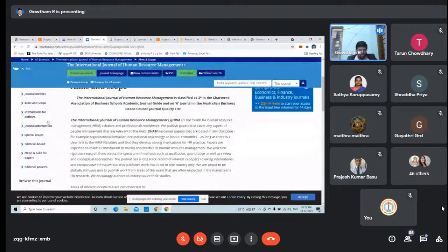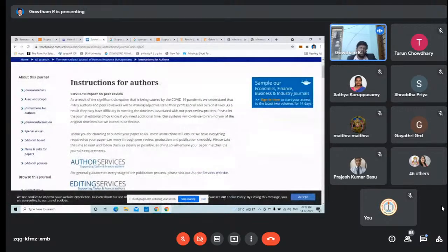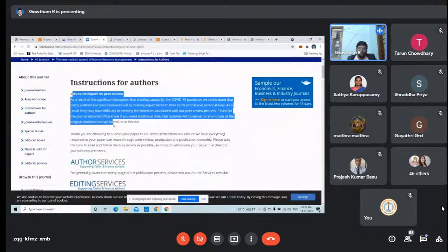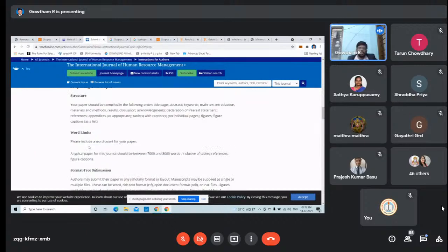Then you can also look out for the instructions for authors, which is very important. They have given a COVID-19 impact on review, so they say the review might take some more time. Under about the journal, you can click About. If you would like to know what the journal is all about, you can click on this. If you are looking to prepare your paper, this is what is needed.